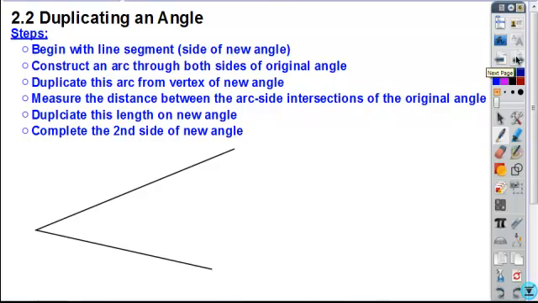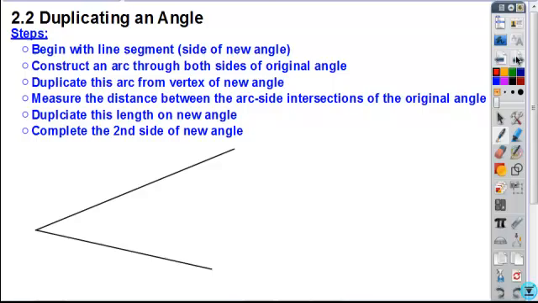All right. The other construction that we're going to do today is slightly more complicated. Again, you can see it's got a few more steps involved in it, but it's still a relatively basic construction. So do make sure that you can do this. It's going to be involved in some other constructions as well. But it's duplicating an angle.